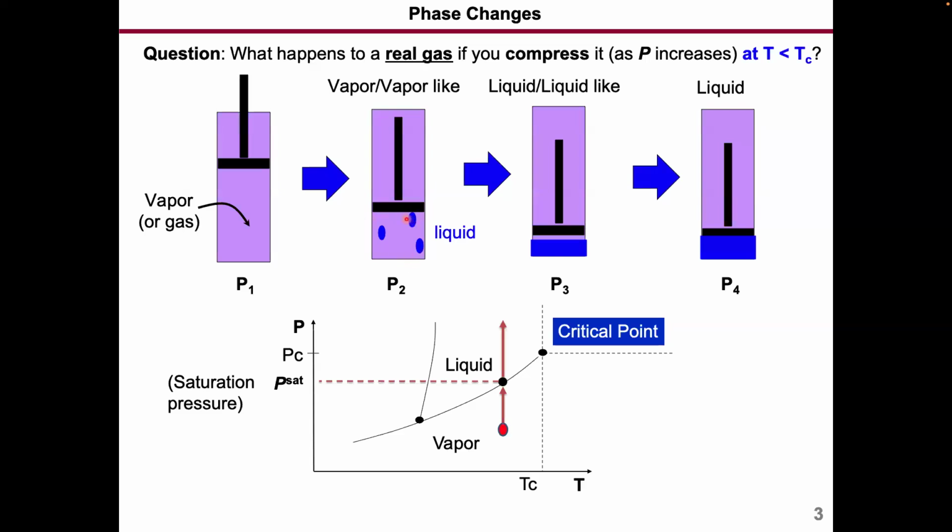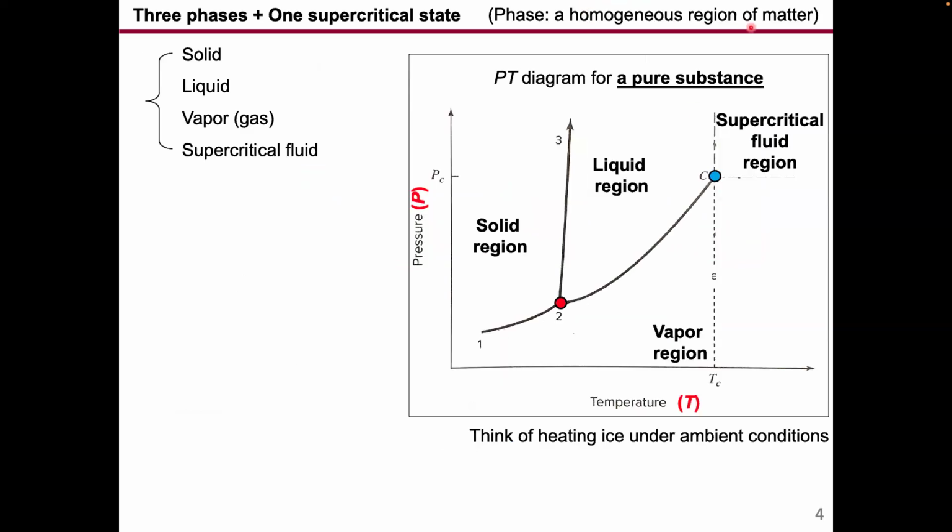Now here, when the first liquid water droplet appears, you have two phases: the gas phase here in purple, and the liquid phase in blue, right? And then you keep going until all the gas vapor disappears. So now you have only one phase, which is a liquid phase, okay? So a phase is really a homogeneous region of matter, okay?